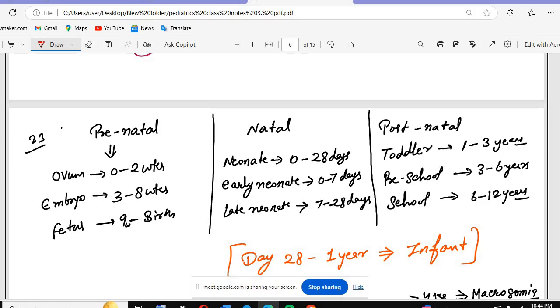The postnatal, remember, again has the toddler, which we call from birth till 3 years. Then we have the preschool children from 3 to 6 years, and the school going children, called 6 to 12 years.